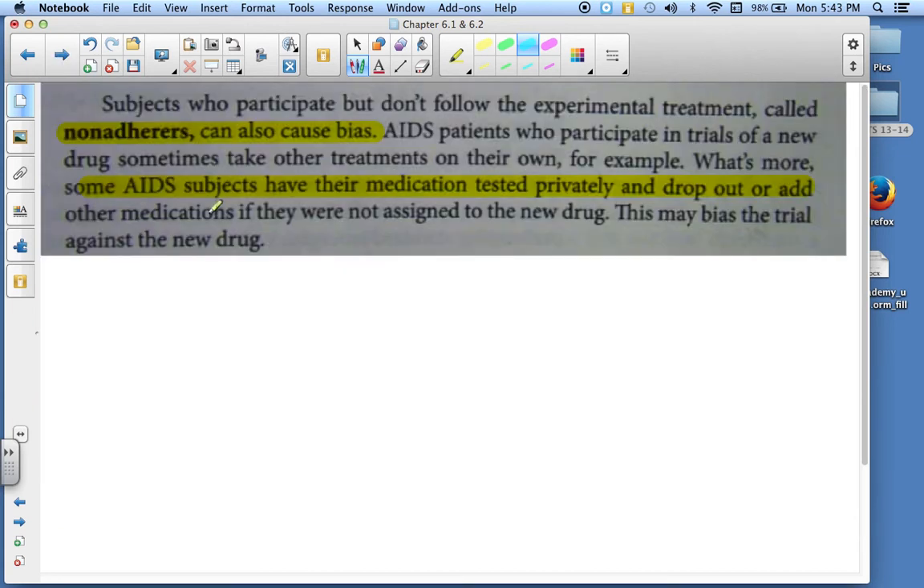All right, non-adherers. This little word right here, non-adherers. When people don't follow through with the experiment they signed up for, that can cause bias. For instance, AIDS patients who participate in trials of a new drug sometimes take other treatments on their own. What's more, some AIDS subjects have their medication tested privately and drop out or add other medications if they were not assigned to the new drug. So this may bias the trial against the new drug. So be careful. Those are called non-adherers.